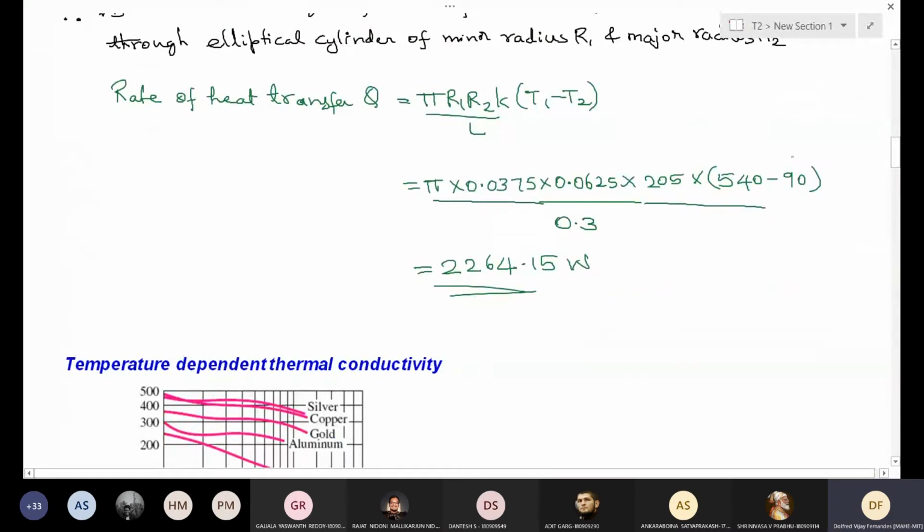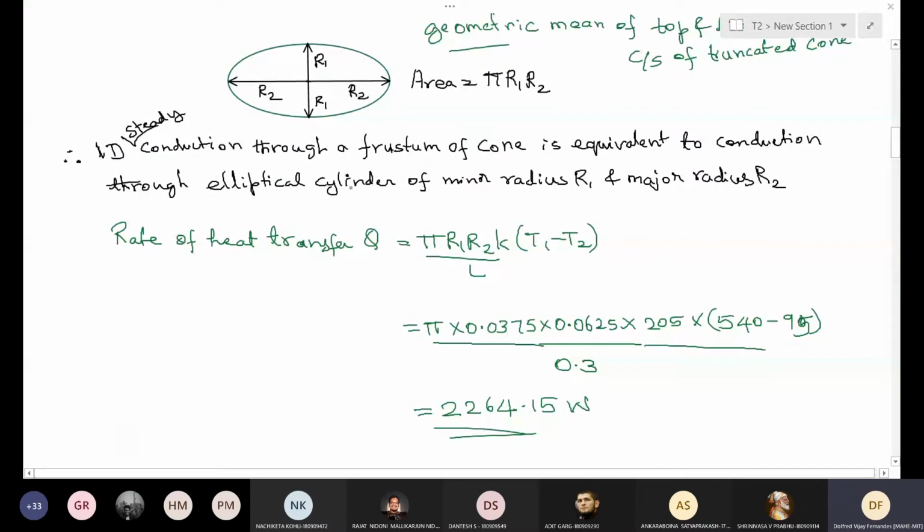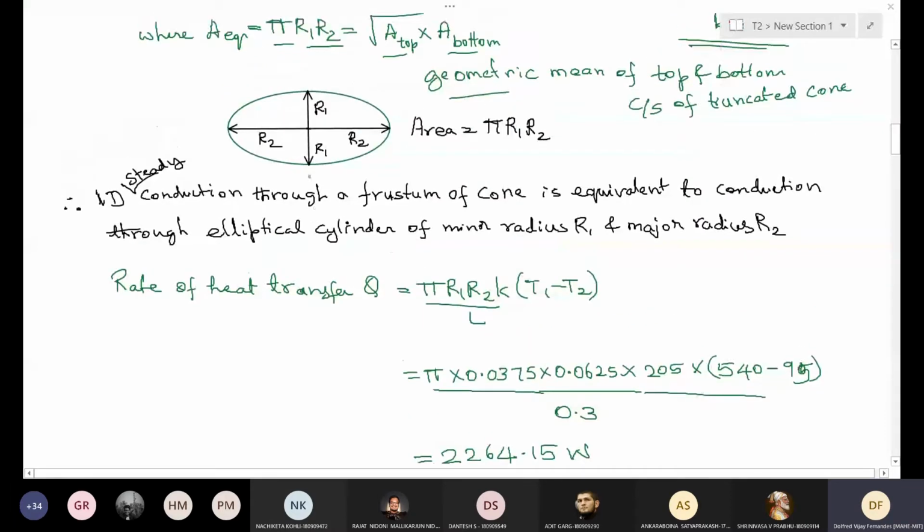Okay, 95. Sir, but this question has a circular cross section, right? Not oval, right? Yes, not oval, circular cross section. So why are we getting pi R1 R2? Are you solving it separately, like if it was an elliptical cylinder? No, it's just that if it is an elliptical cylinder of the same length, then the rate of heat transfer is the same as the frustum of cone also. Both will give the same rate of heat transfer.